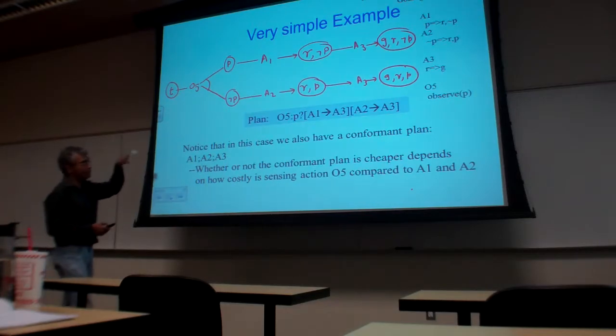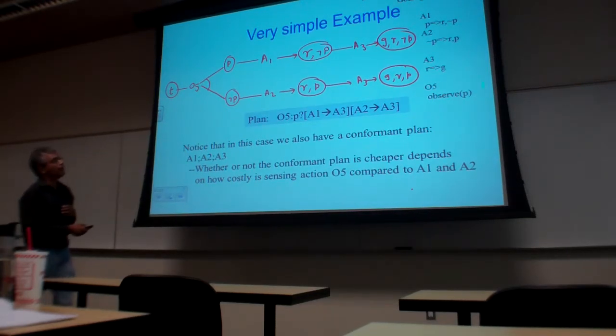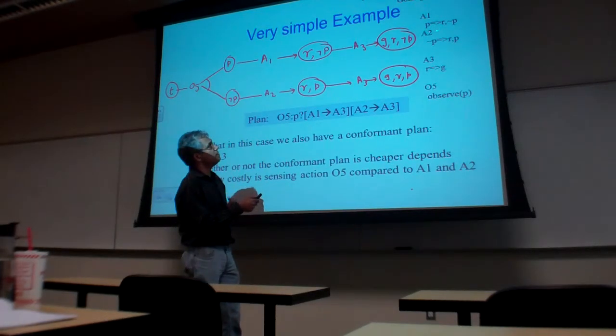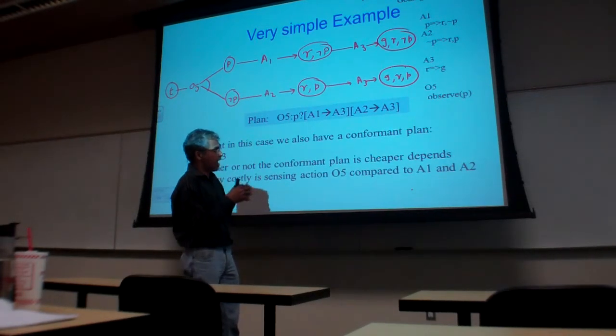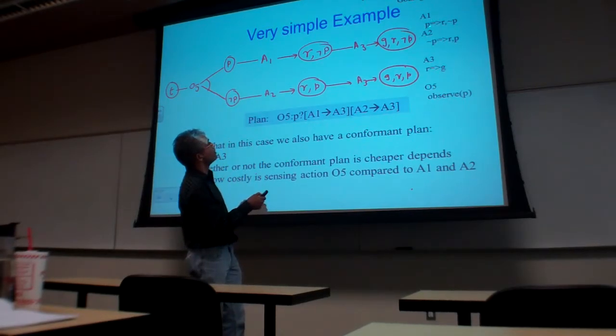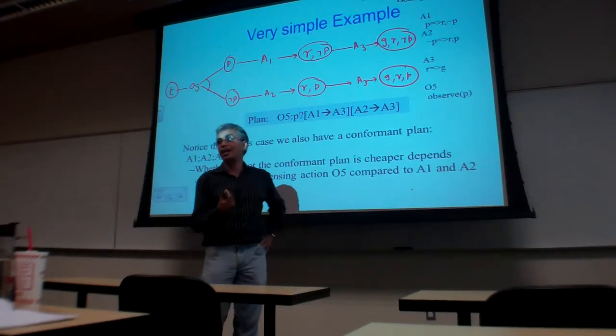Two simple examples I want to discuss. In one example, A1 is a causative action, and remember, we are going to act as if there are no preconditions. So A1 says whenever P is true, it makes R and not P.